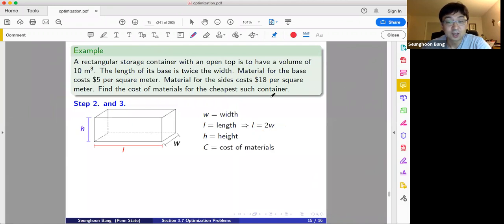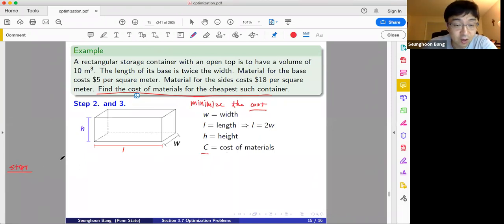C is the cost of material. Find the cost of material for the cheapest such container. What does it mean? Minimize the cost. So the cost function is C. Step 4: you can find the cost function. How can you find the cost function?